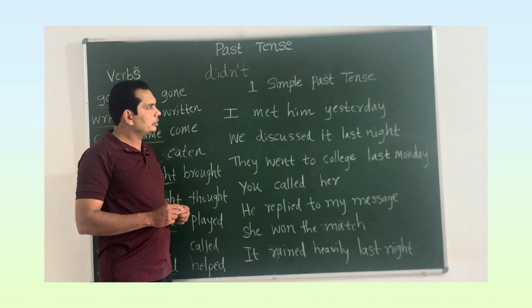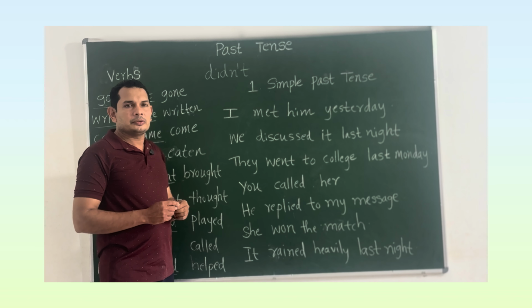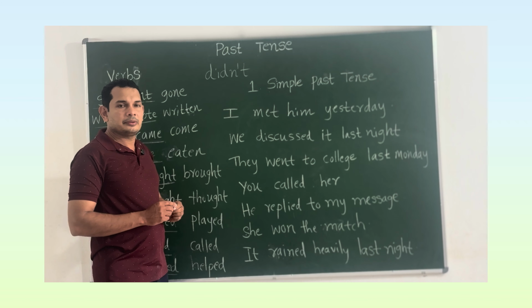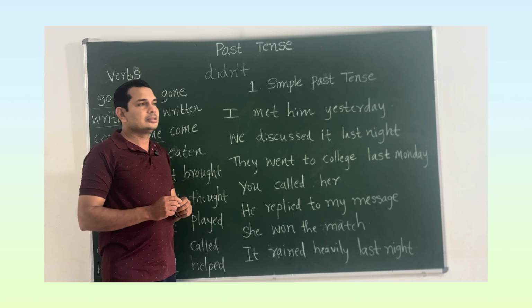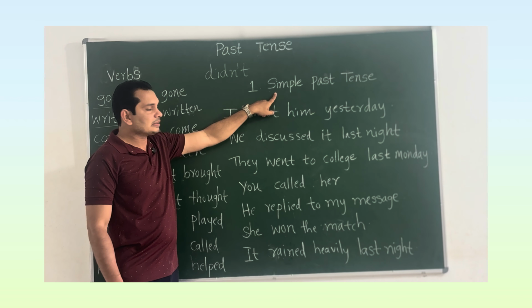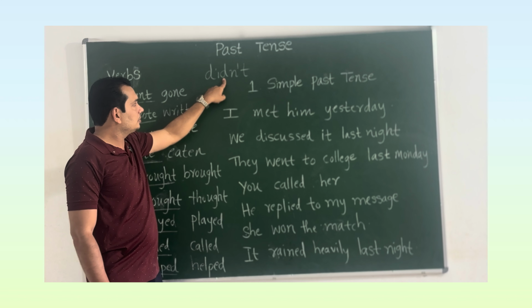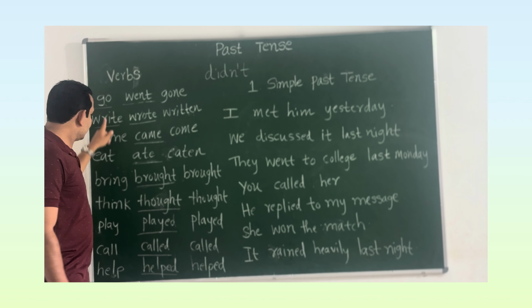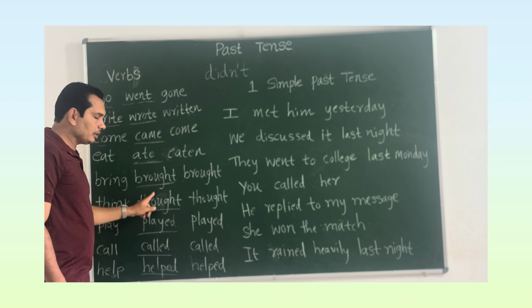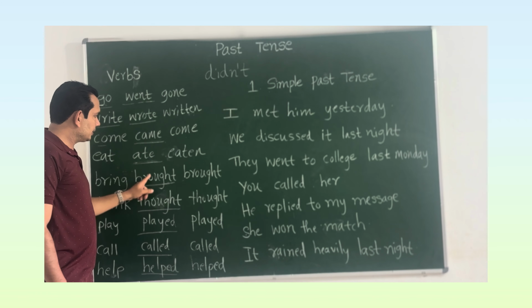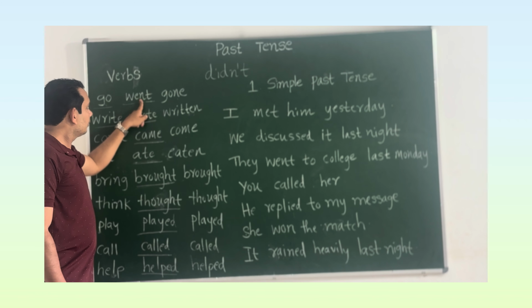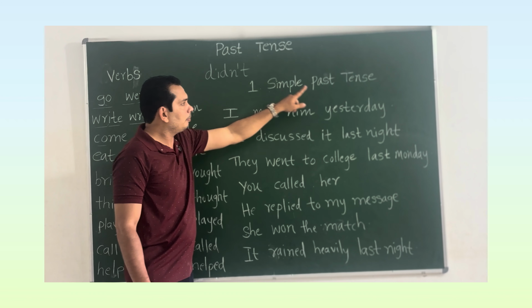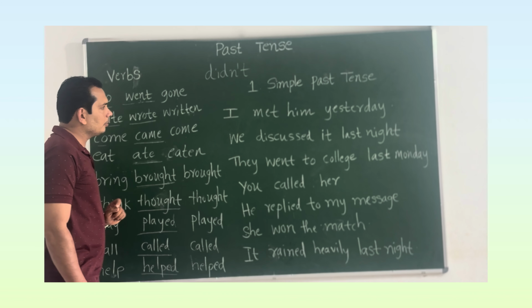Do you know or do you remember what auxiliaries we use in the simple present tense when we make negative sentences? We use don't and doesn't. Here in the simple past tense, in negative sentences, we use the auxiliary didn't. After writing didn't, we write the first form of the verb, not the second form of the verb. In positive sentences, yes, it's correct if you write the past forms of the verb. But in negative sentences, in the simple past tense, we use the first form of the verb.